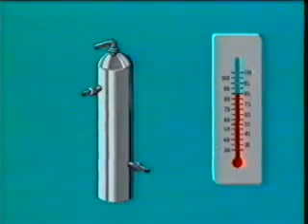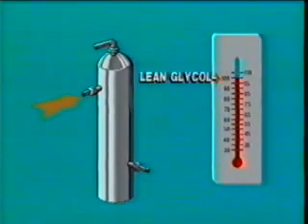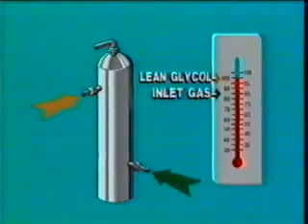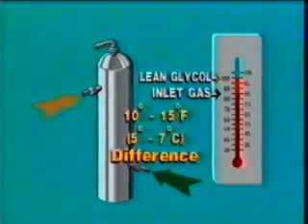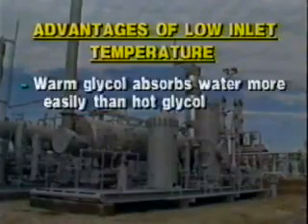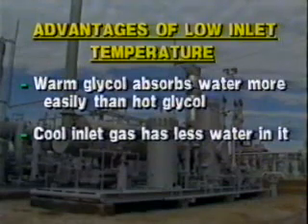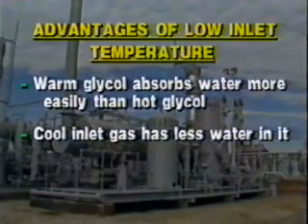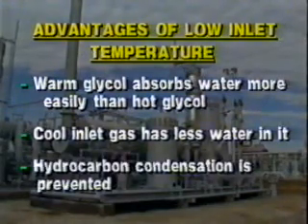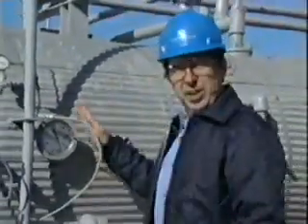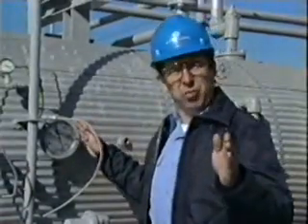Now, you also want to keep that lean glycol temperature down to a minimum when entering the contactor, but still 10 to 15 degrees Fahrenheit higher than the inlet gas. Why? Well, for several reasons. First, warm glycol absorbs water more easily than hot glycol. Secondly, we're trying to keep the temperature of the gas cool, so the incoming gas has less water in it. And thirdly, this helps to prevent hydrocarbon condensation. Now, the reboiler temperature is important because it controls the concentration of water in lean glycol.